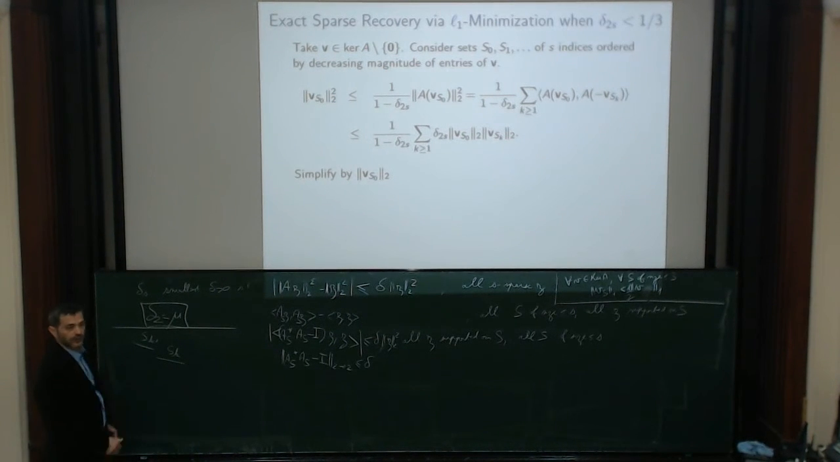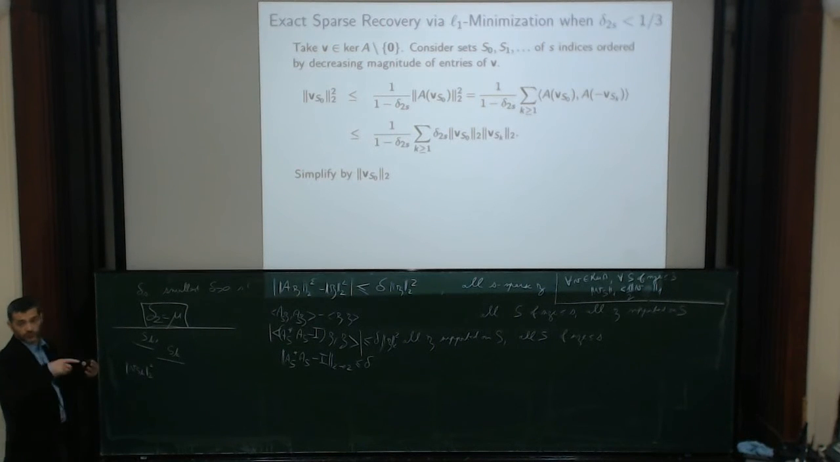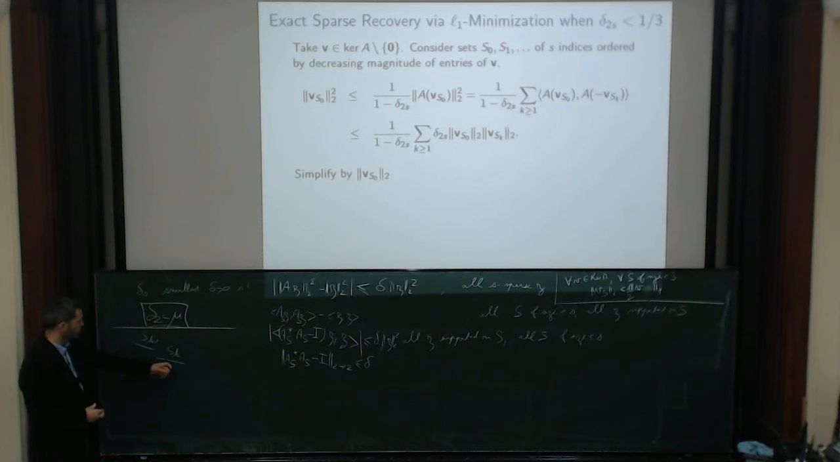Now, if I look at the L2 norm, I take somehow an average. So if I look at VSK L2 norm squared, that's the sum of the VJ squared when J is in SK. If I average that, so I take 1 over S, the average will be smaller than the value that I have here, which is with the square. Let me remove the square, take the square root here. So this average is smaller than the value here.